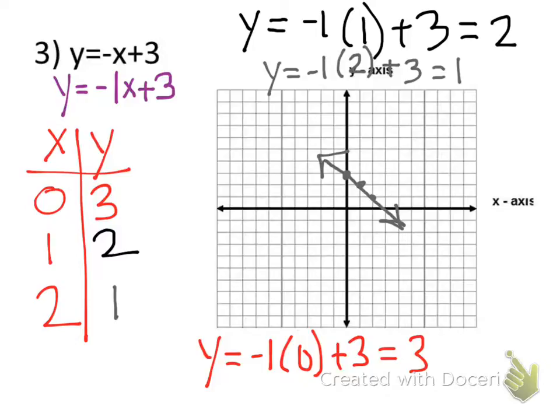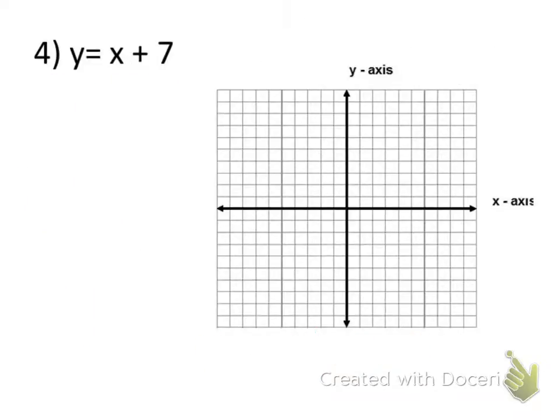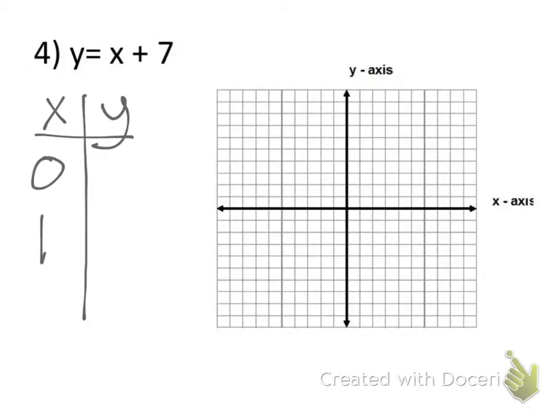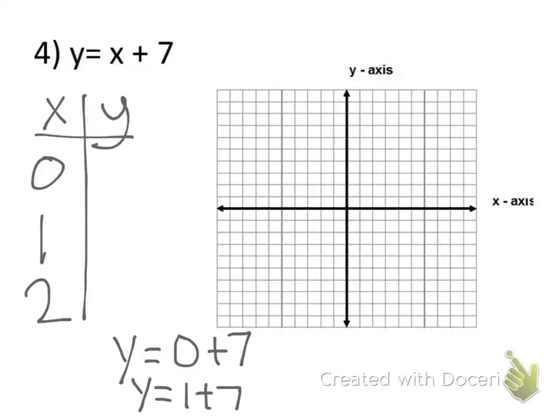All right, number 4 is already in y equals, so I'm okay to start my xy table. What are the x values that I want to use? 0, 1, and 2. This one's pretty easy. You're not multiplying by anything. You're just adding 7. So we'll have 0 plus 7. We'll have 1 plus 7. And we'll have 2 plus 7.